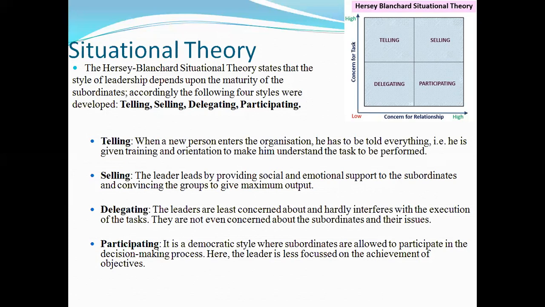So telling: when a new person enters the organization, he has to be told everything. That means he is given training and orientation. Selling: here the leader leads by providing social and emotional support to the subordinates and convincing the groups to give a minimum output. Delegating: the leaders are least concerned about and hardly interfere with the execution of the tasks.